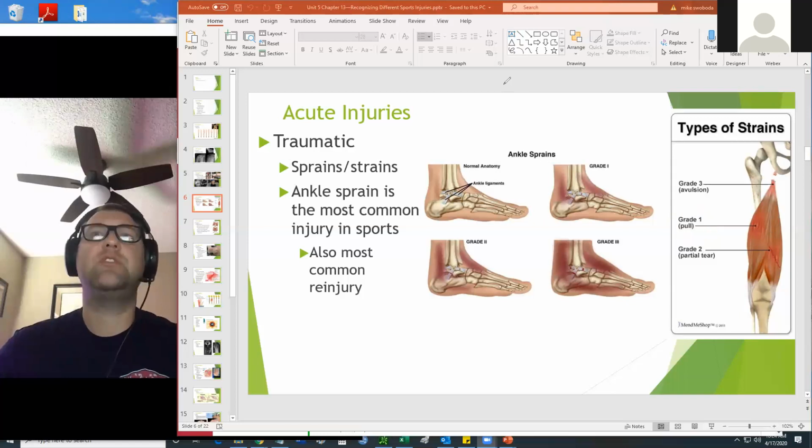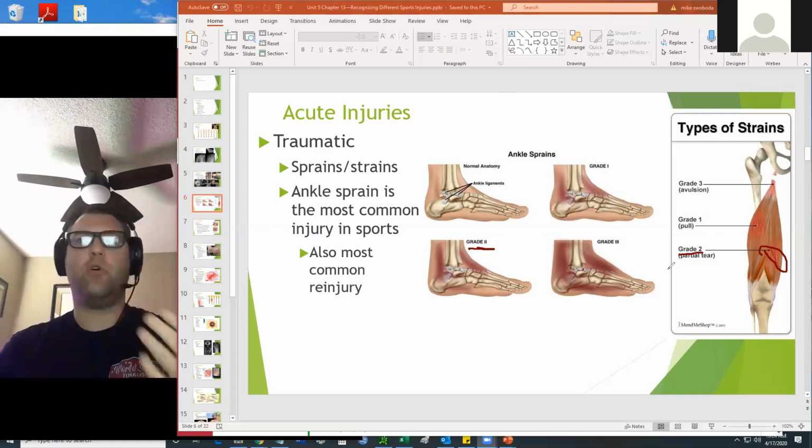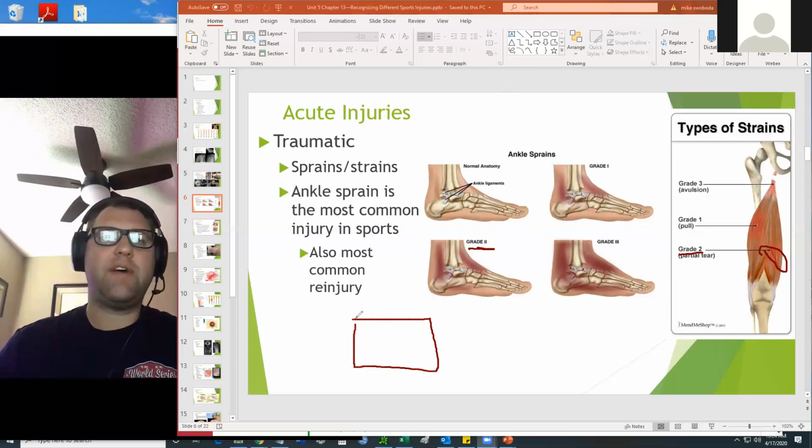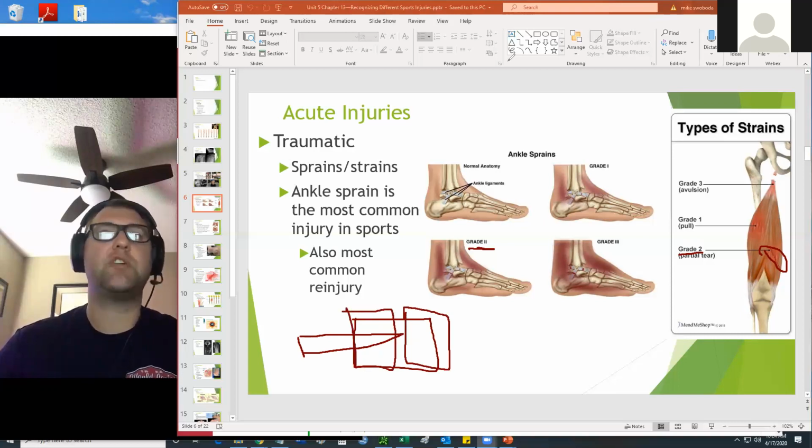When I get to grade 2, this would be considered a partial thickness tear, meaning it doesn't go through the whole muscle, the whole tendon, or the whole ligament. It's just partially going through it. It would be like if I had a cinder block here and I take a knife and jab straight into it. It doesn't go all the way through, right? So I still have all this side that's fine, but this side has been injured. That's your partial thickness tear.